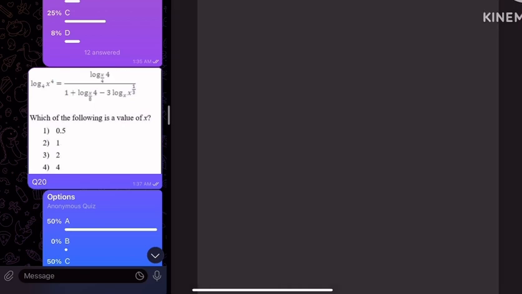Okay, this one, so it is given that log base 4 x to the power 4 equal to this, which of the following is the x. So this question is rightly, what I'll do is I'll use options. Okay, so starting with this first option, starting with x equal to 1. Okay, we have 0.5, we have 1, we have 2, we have 4. Okay, so let us put 1.